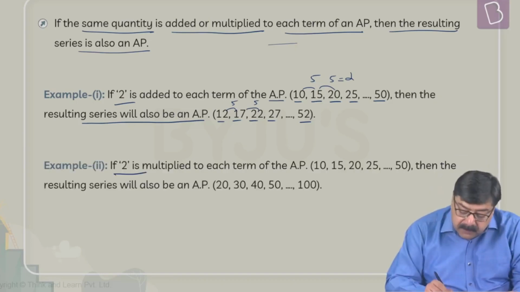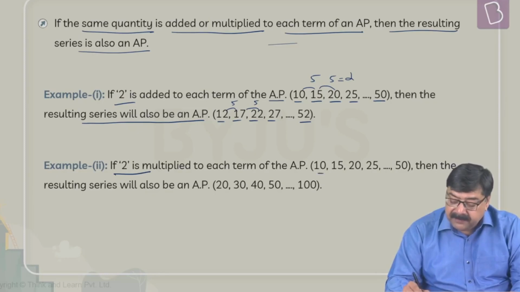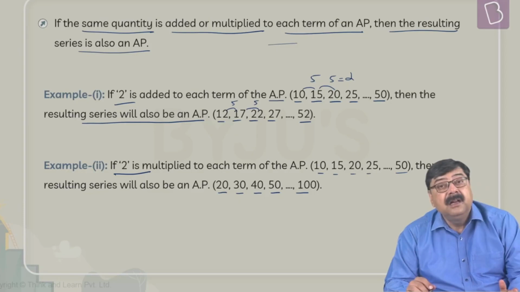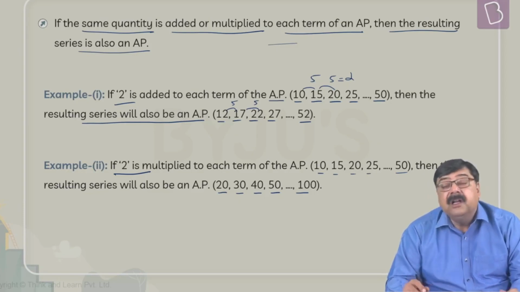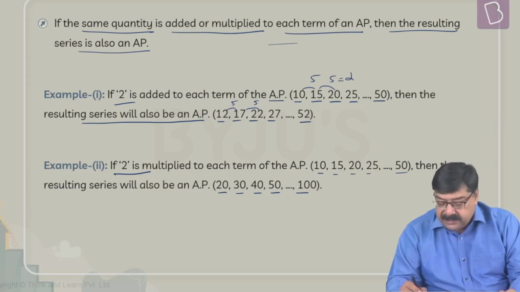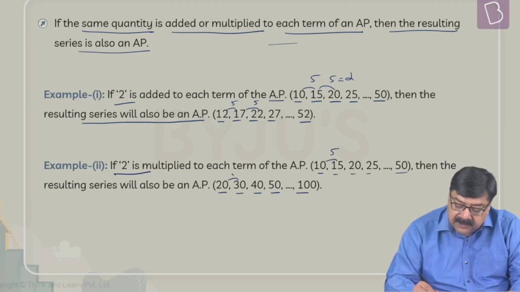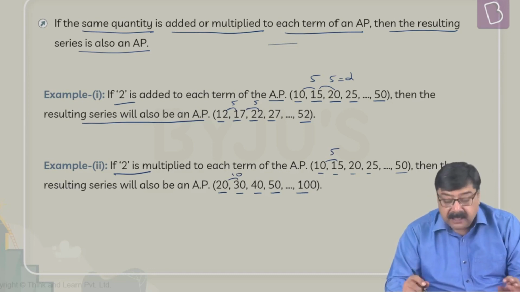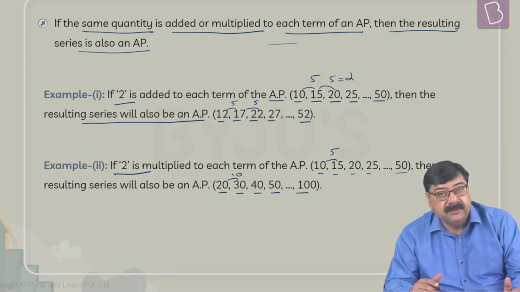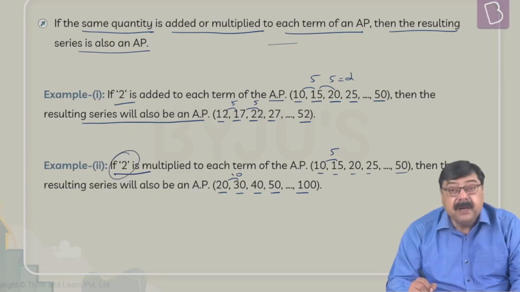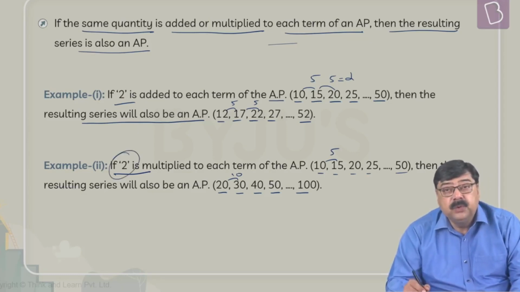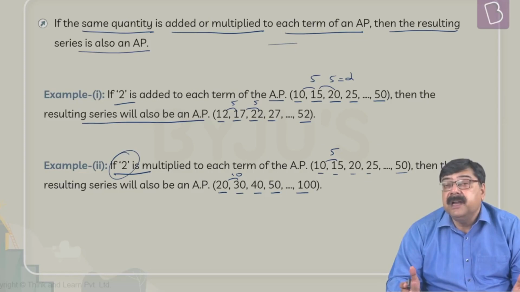Now, if 2 is multiplied to each term of the AP 10, 15, 20, 25 and so on till 50, then also the resulting AP, that is 20, 30, 40, 50 up to 100, is still an arithmetic progression. However, the common difference would become different in each case. Here the common difference is 5, here the common difference is 10. That is double the previous common difference, because we are multiplying each of the terms with 2, so the common difference also gets multiplied with 2.